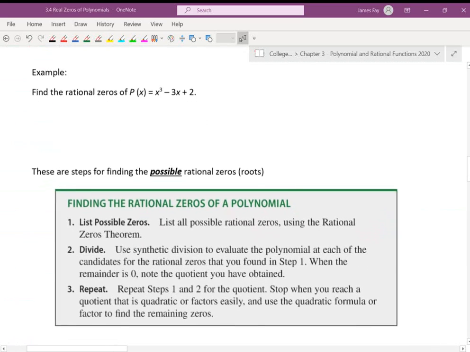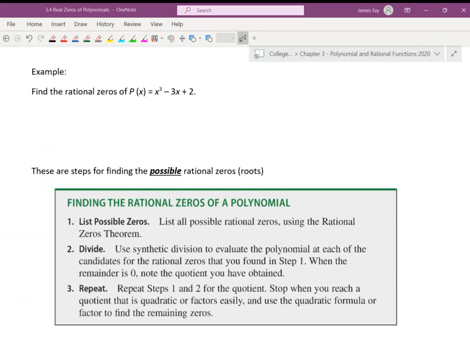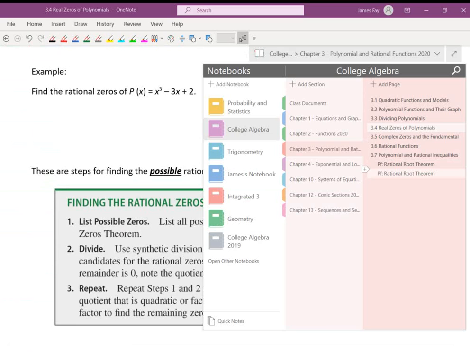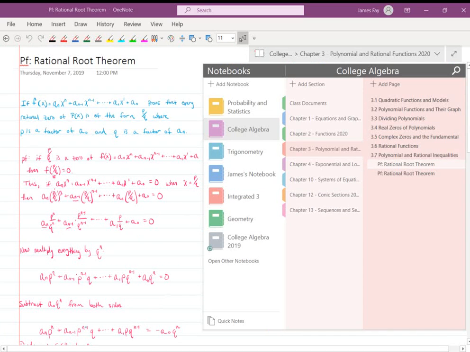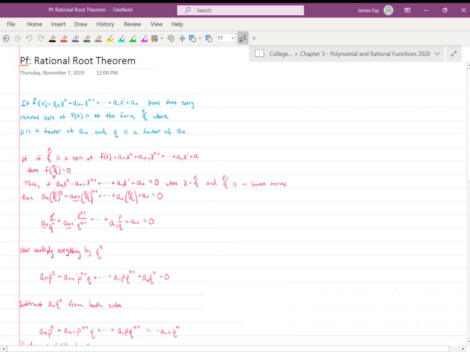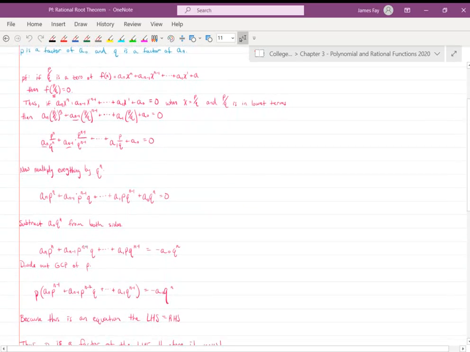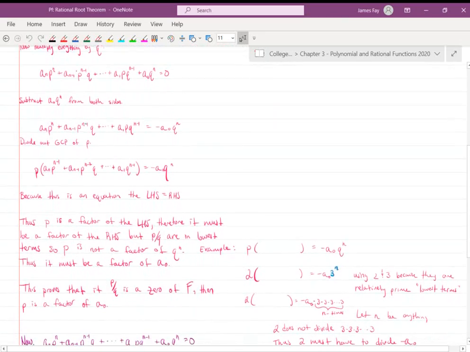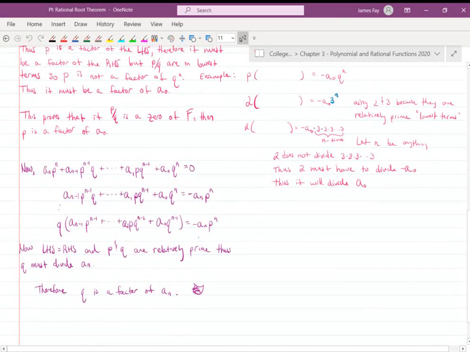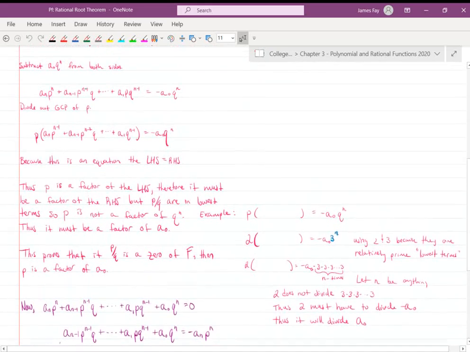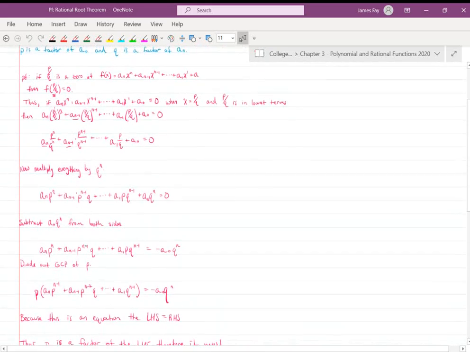Examples out of yesterday's stuff I talked to you about. I found my rational root theorem proof. On Monday we will go through this, but you can see that the algebraic proof of the P over Q is not a real nice, clean-looking thing, right? Kind of messy looking.